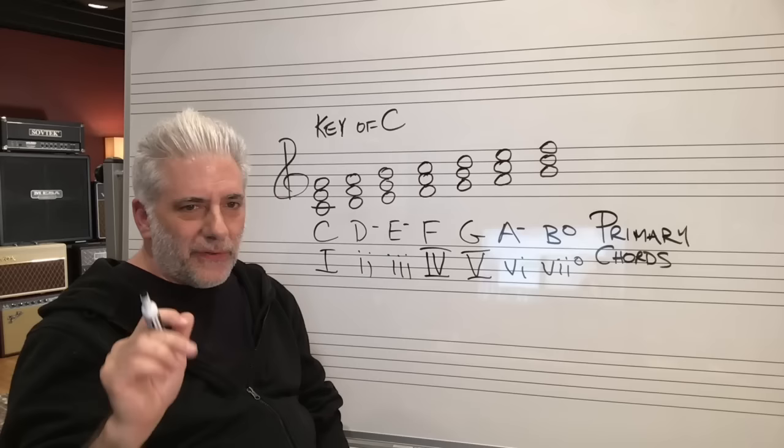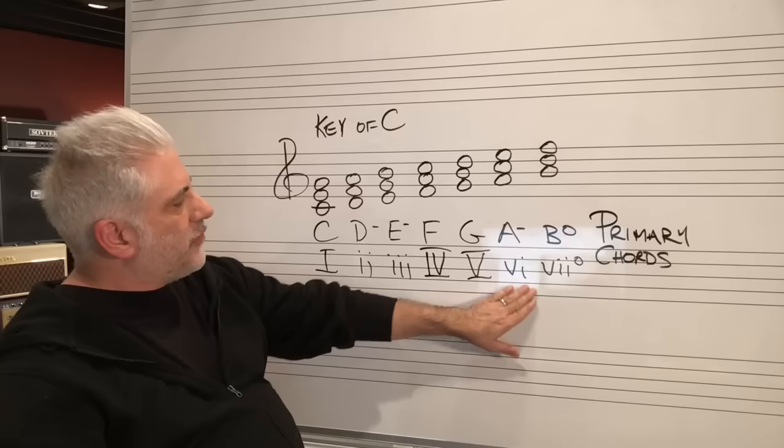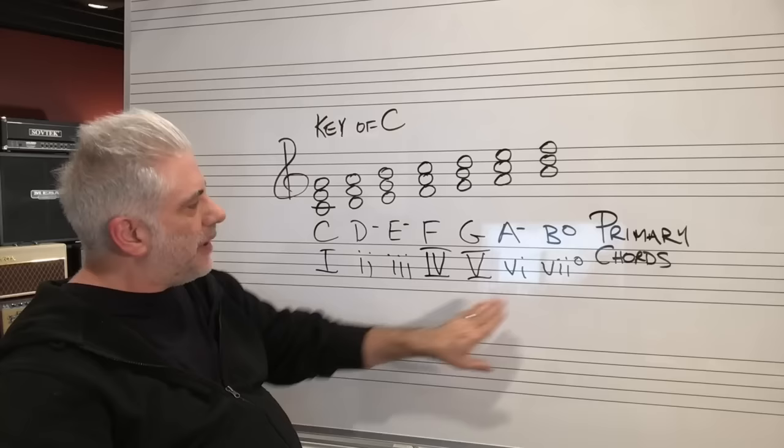I want to talk about this really quickly. Okay, so the first thing that I did, I talked about the 1-6-4-5 progression, okay? So that means in the key of C, C major, A minor, F major, G major. I did it in B flat in the video.